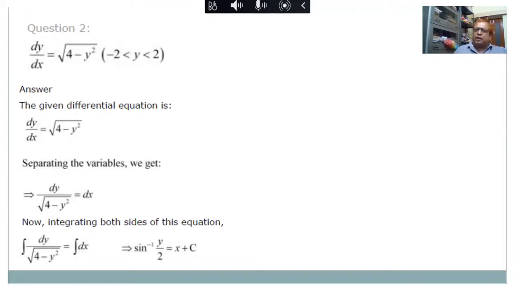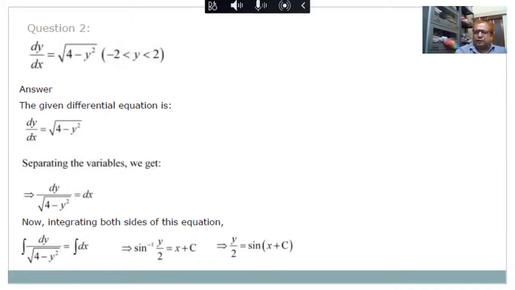It is a formula, you must learn it, or we can derive it also, but we will do it in the chapter of integral calculation. Right now it is to be remembered that the integration of dy upon root of 4 minus y square will have the integral as sine inverse y upon 2, and dx has integral as x plus c. Now we can solve it.